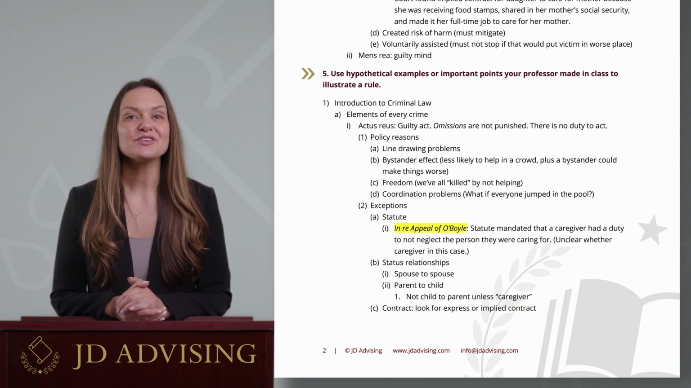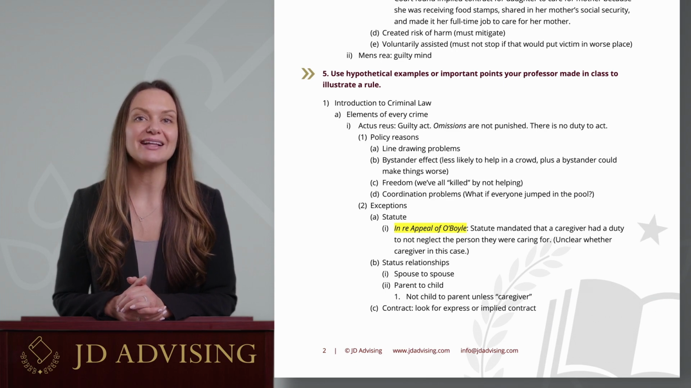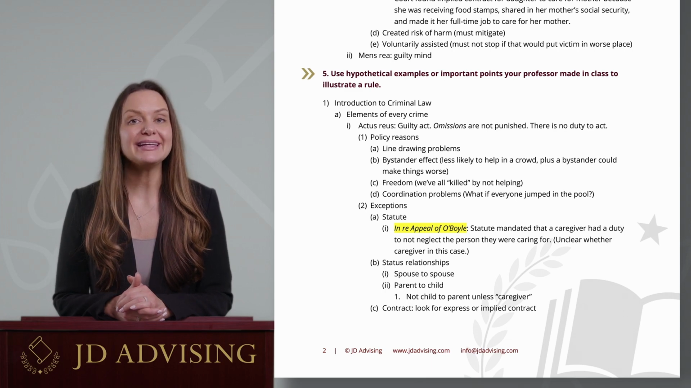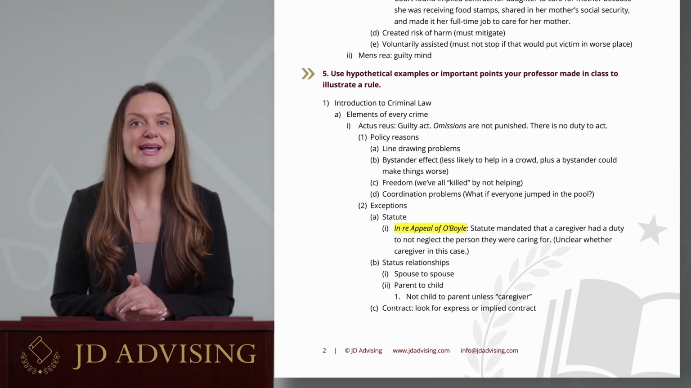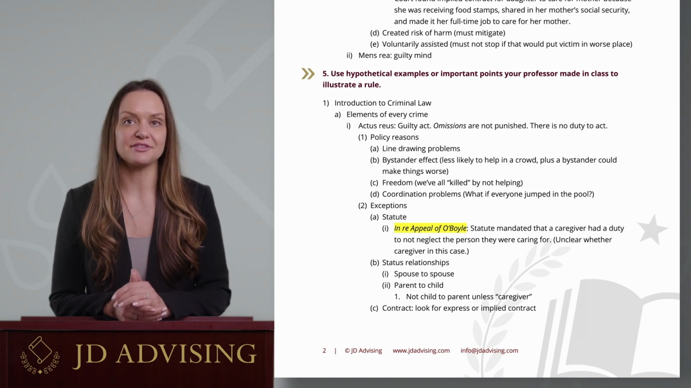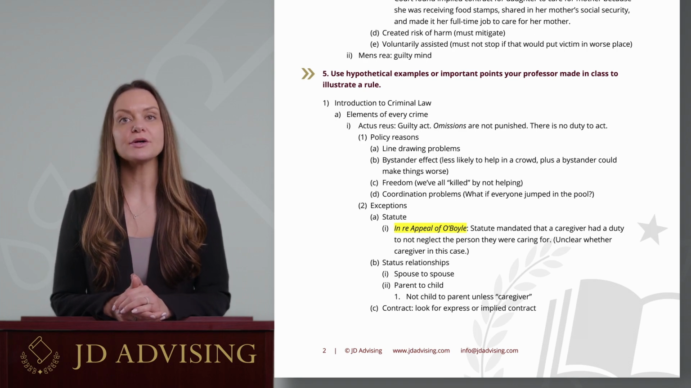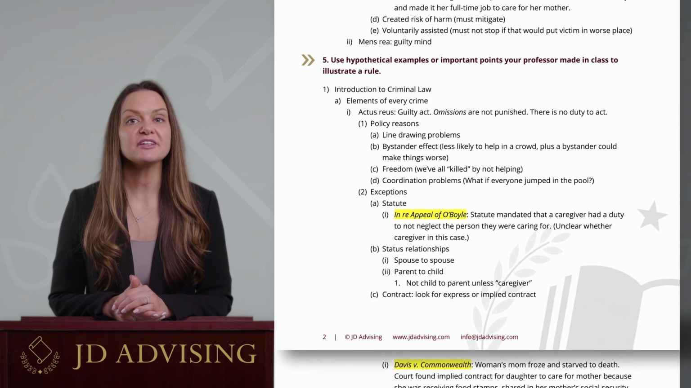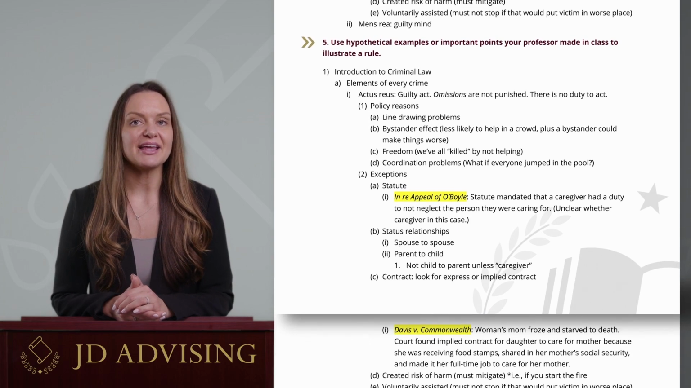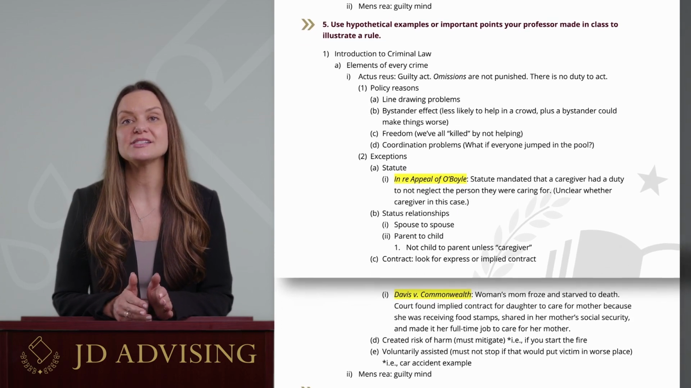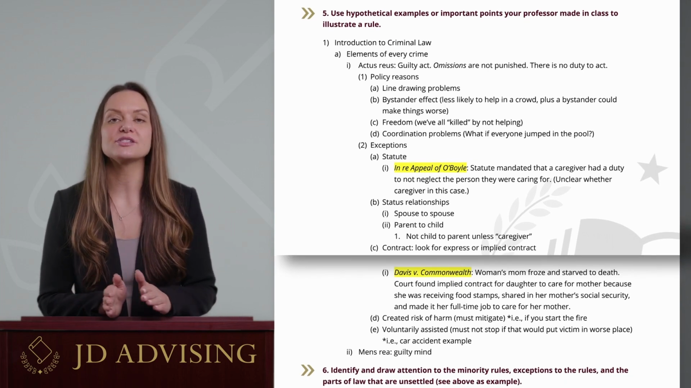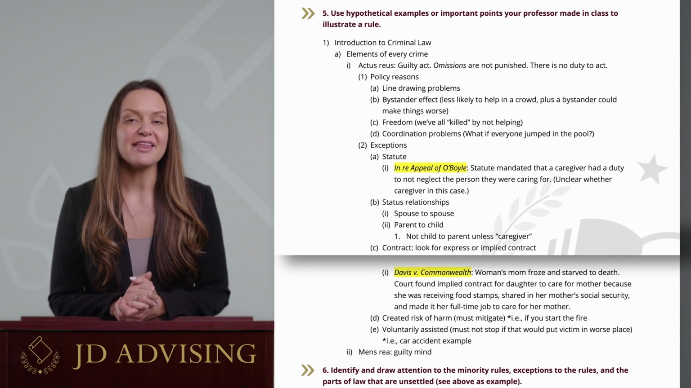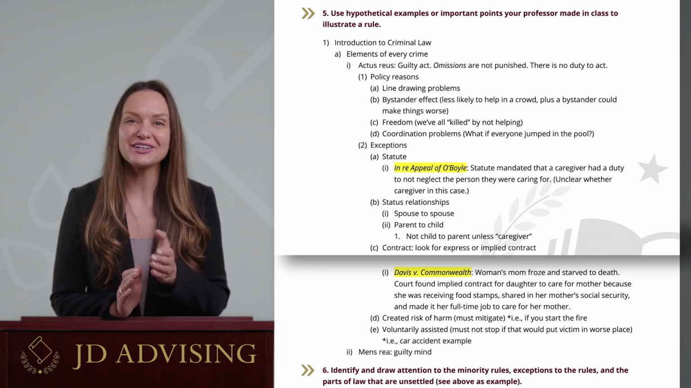For instance, under the rule for actus reus, we inserted the policy reasons behind the rule. Based on our notes, the professor spent some time explaining why the rule is the way it is and provided examples for the policy reasons. Thus, it's probably important to put those in the outline. Additionally, under the exceptions, specifically relationships, our notes explain that a duty to act runs from parent to child, not child to parent, unless there is a caregiver relationship. Given that was an example covered in class, we inserted that into the outline.